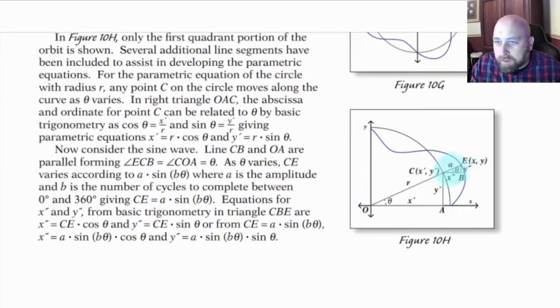These are these small ones right here up by theta. From basic trigonometry, in the small triangle CBE, this little triangle up here, CE equals A times the sine of B theta. What's B theta? B theta is this theta out here, by the way. X double prime equals A times the sine of B theta times the cosine of theta, and Y double prime equals A times sine of B theta times the sine of theta. All right, complicated, I know. Turn your page.